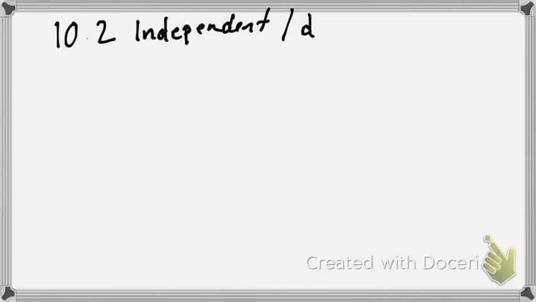Back for section 2, I see. Alright, 10.2 is all about something called independent and dependent events. I'm guessing that from the name of this section, you guys are going to be able to figure out what independent and dependent are.